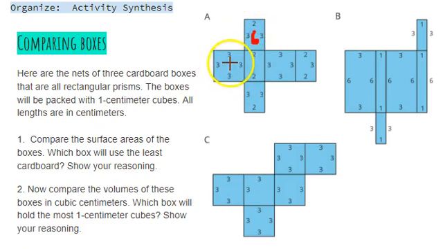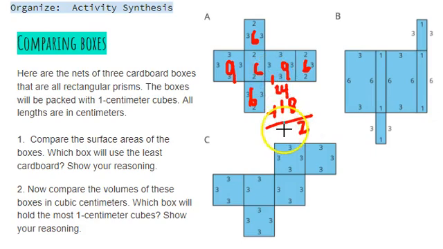3 times a 3 would give us 9. Okay, so this is the same as that one. So that's another 6, another 6, another 9, and another 6. 6 times 4 is 24, plus 9 and 9 makes 18. Gives us a surface area of 42 square centimeters.